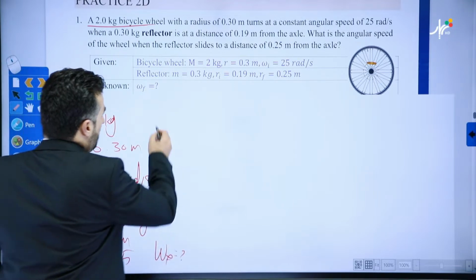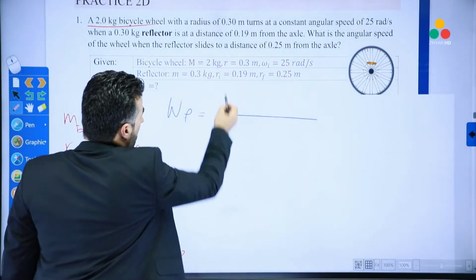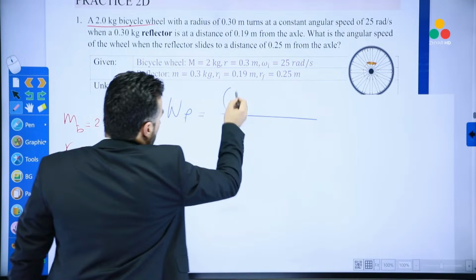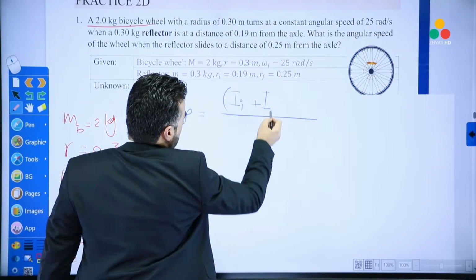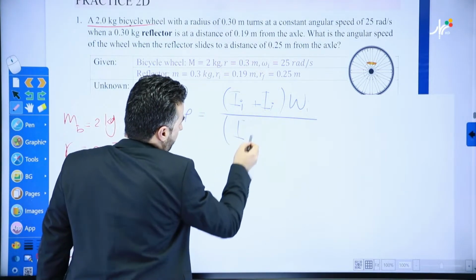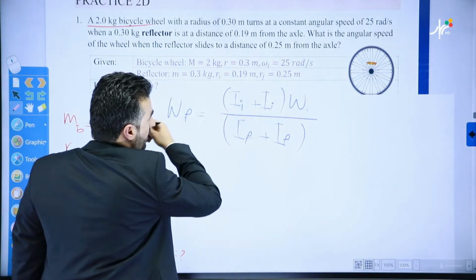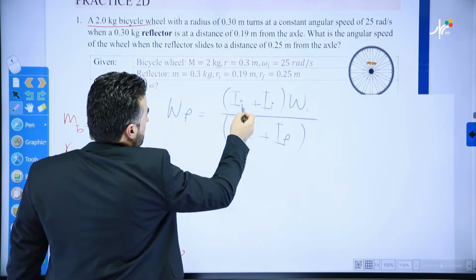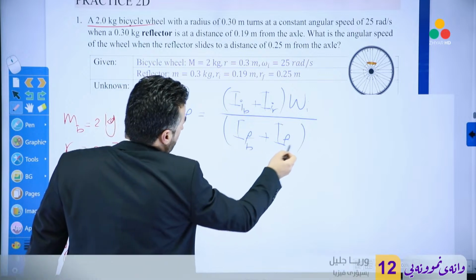So here's what we're going to do. We'll say omega final equals the bracket of initial moment of inertia for one object plus initial for the second object, times the initial angular speed, divided by I final for one object plus I final for the second object. We can call these the bicycle and the reflector, bicycle again, reflector.